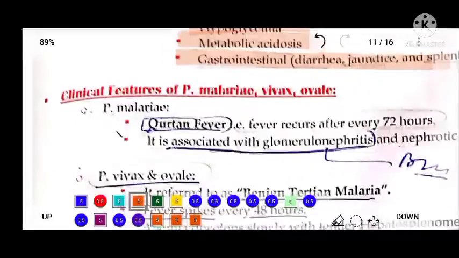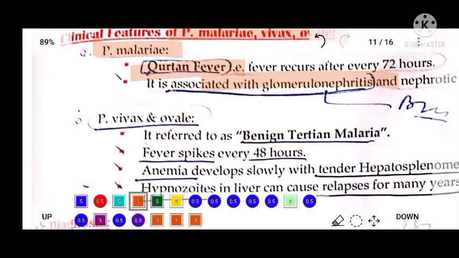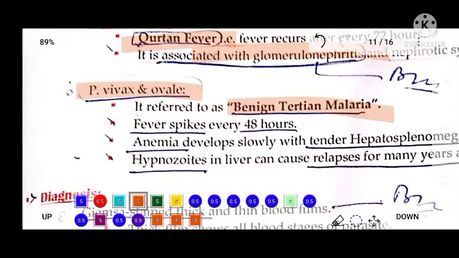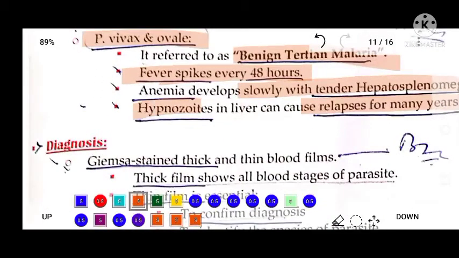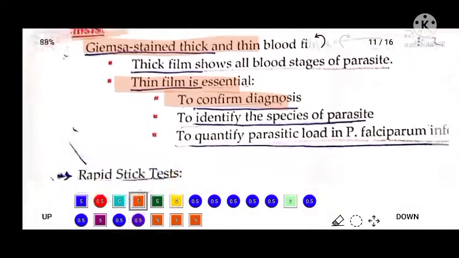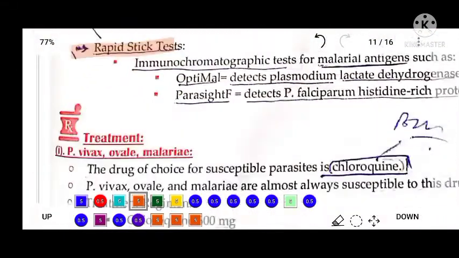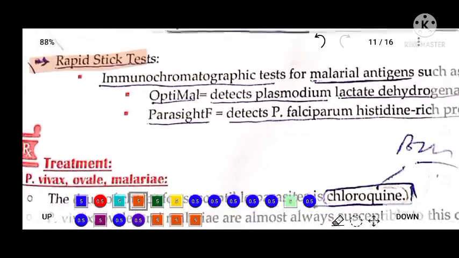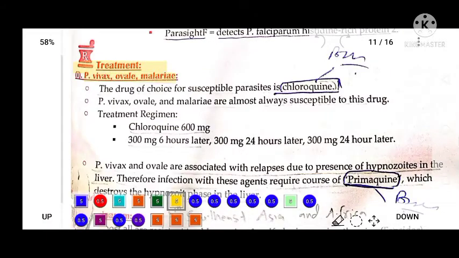The clinical feature of P. malariae is a quartan fever associated with glomerulonephritis. P. vivax, P. ovale, benign tertian malaria: fever spikes every 48 hours with tender hepatosplenomegaly, and relapses occur for many years. The diagnosis is Giemsa thick and thin film, and thick and thin film with rapid test also, and immunochromatographic tests are also performed.